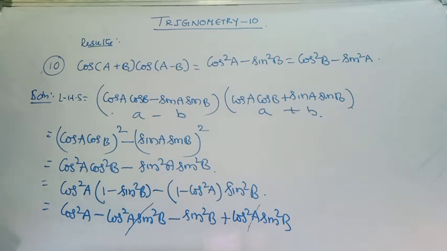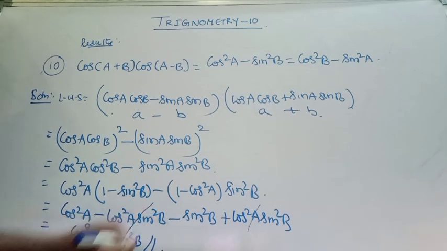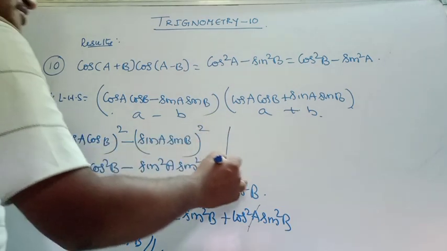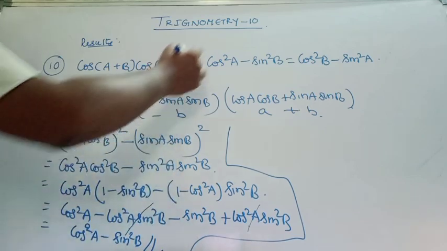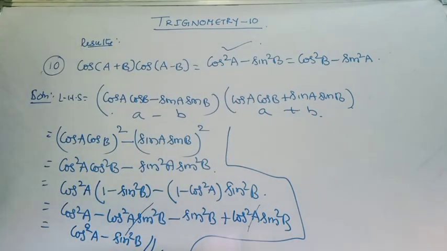Once it is cancelled, you see my dear students, we end up with a nice result. This is now cos square A minus sine square B, like this. Right, cos square A minus sine square B. Wonderfully we have got this. This is the first one we have got here. Now another one we need to prove.